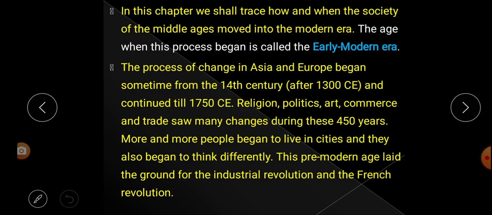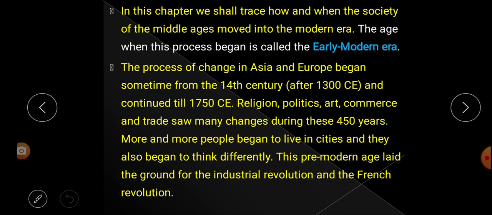The age when this process began is called the Early-Modern Era. That means when we move from the Middle Age to the modern era, this process is called what? Early-Modern Era. Listen carefully. In this chapter we are going to discuss when and how the Middle Age moved to the modern era, and the process of this moving is called the Early-Modern Era.